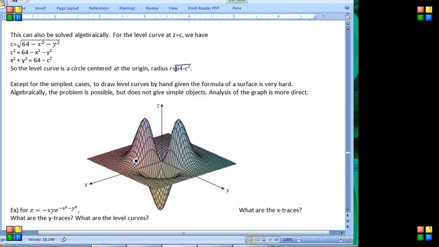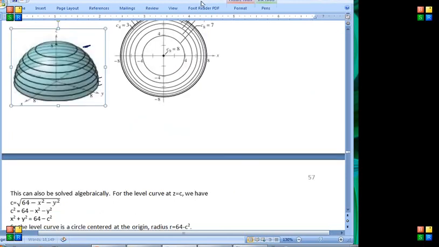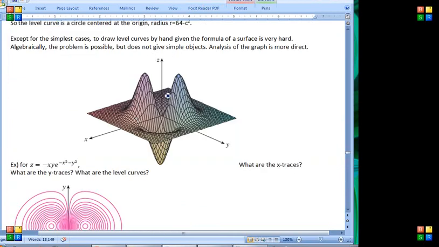X was 0, y can't be 0. He said everything is 0. And the other one? All right. Algebraically.